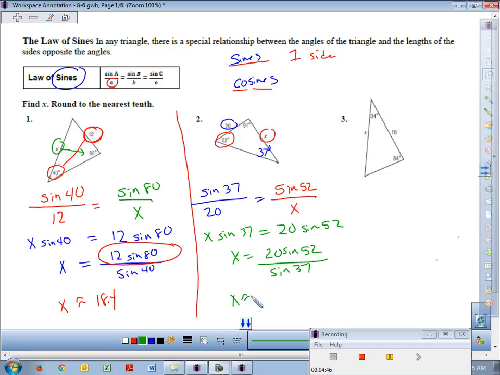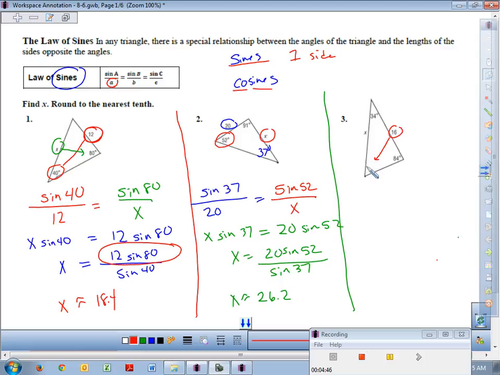So x was about 26.2. Let's try that puppy again, right? The big thing on this front side is how come I have to use the law of sines and not the law of cosines? One, it's not a right triangle, and two, you only have one side length, right? Sine, one side. So I need an angle measure and a side across from it. Don't really have that, so I got to figure it out for myself.